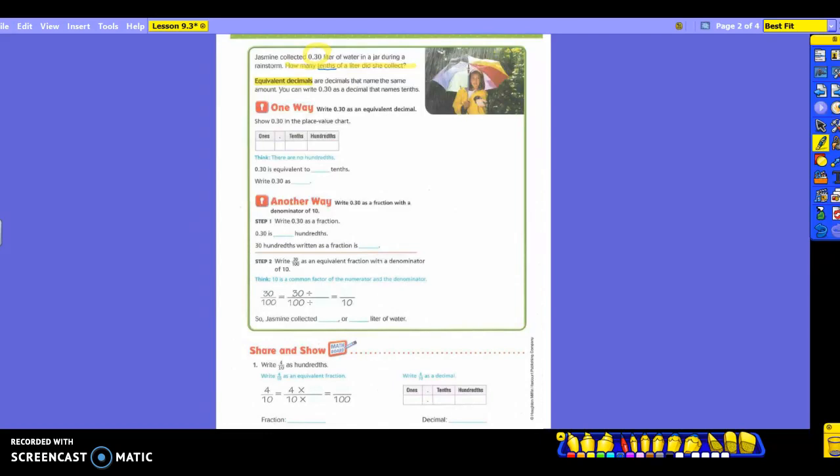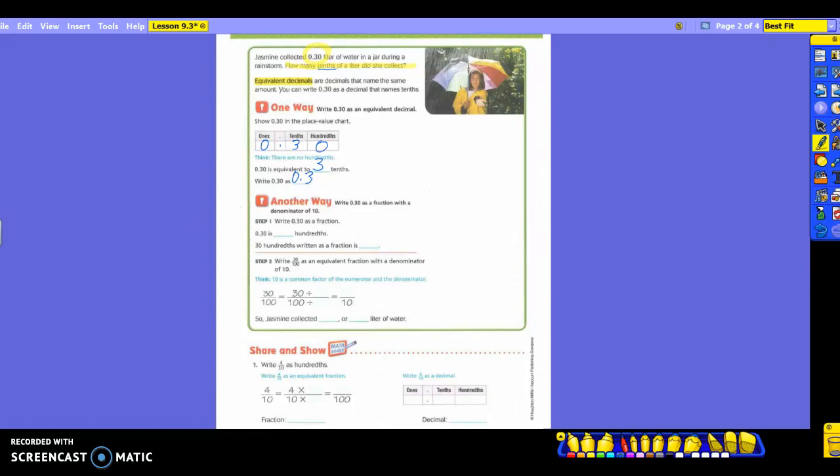So what do I have in the ones place? 0, decimal point, 3, 0. Now, because there are no hundredths, if I want to change this to tenths, all I have to do is do what? Take away the 0. So if I'm going to take the 30 hundredths and put it into tenths, I'm going to have how many tenths? Just 3. So that's all I'm writing in the first part. And then I'm going to write it as a decimal, so it will be 0, decimal point, 3. Nothing after it. Okay? Following?